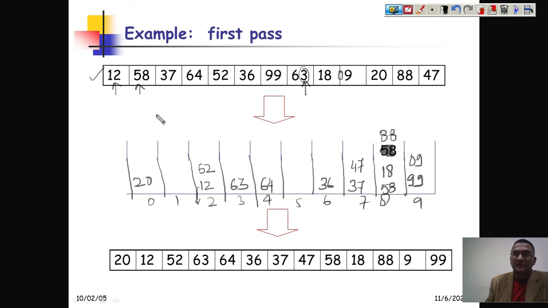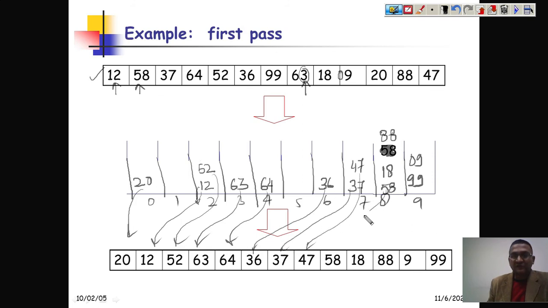So in the bucket sort, the very first step is you need to place the input into the buckets, and then you have to pop all these elements and place them back into the original array. So you will place this 20, then because we know that it works as a FIFO, this will be first come out: 12, then 52, 63, 64, 36, 37, 47, 58, 18, 88, 9. So this is actually given here, so we will write here 99 and 9. This would be correct, because we are working as a FIFO.